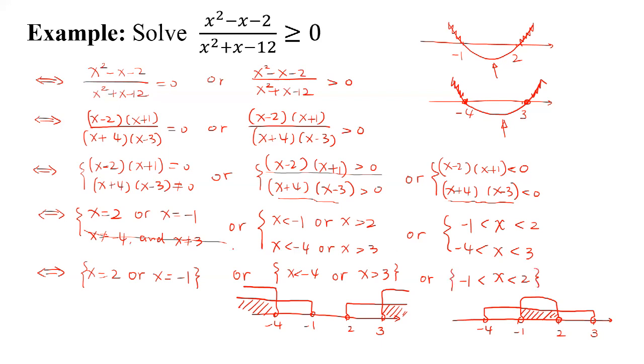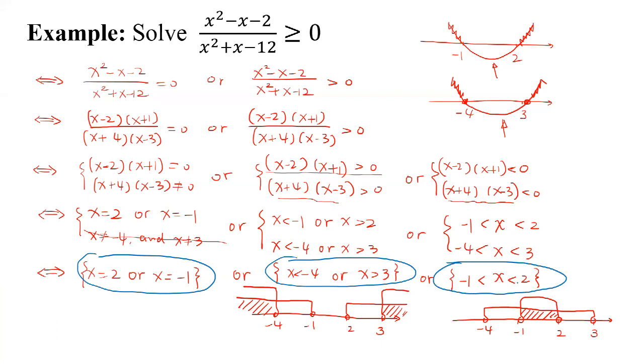Okay. All right, so these are the possible solutions of this question. And actually, we can combine x equals 2 with this one, and x equals -1 with this one, right? So the final solution is x less than -4, or x greater than 3, or x greater than or equal to -1 and less than or equal to 2. This is our final solution.